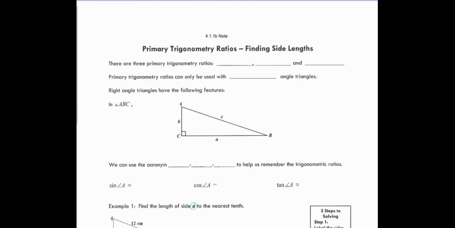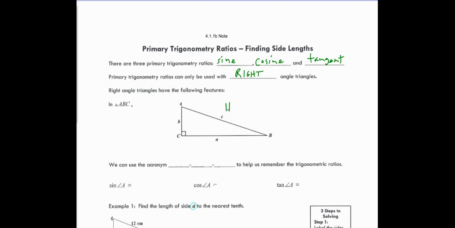All right, let's go through the trig ratios. There are 3 primary trigonometric ratios, and they are sine, cosine, and tangent. The primary trig ratios can only be used with right angle triangles. Right angle triangles have the following features.